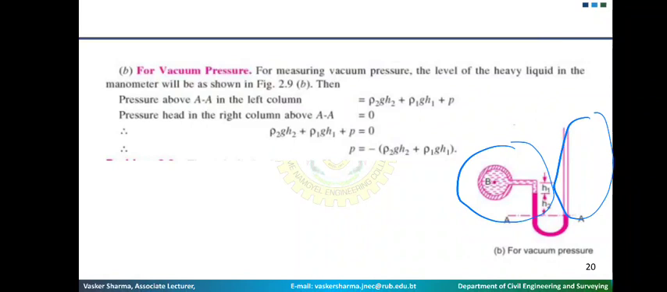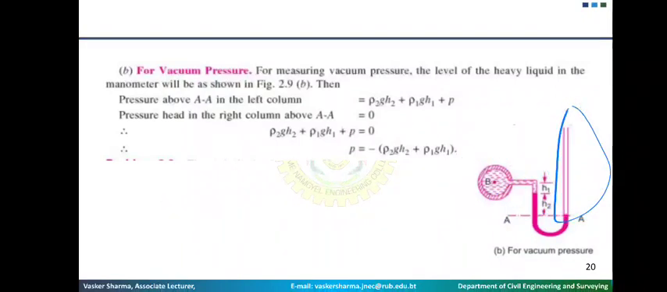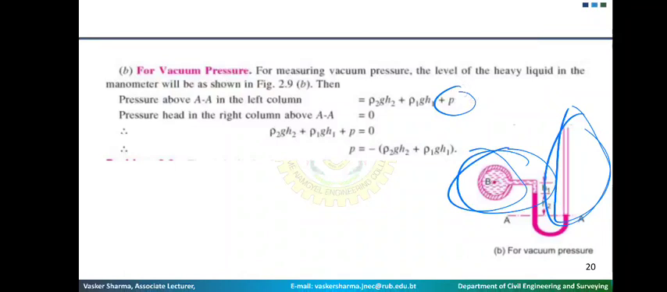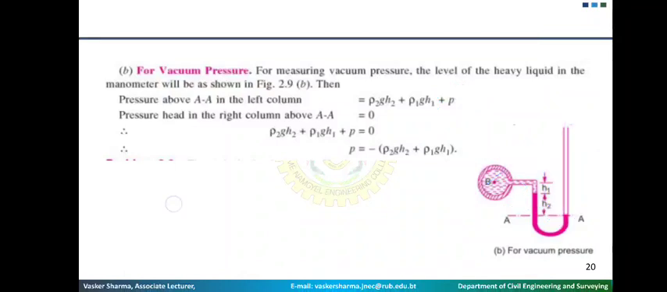But you see here, since this is at vacuum, the pressure at this point on the right hand side will be 0. Okay, because here it is at vacuum, so pressure here will be 0. That's why now we only have to find out the pressure at the left side. So the pressure at the left side is P, which is already there due to the pressure of the fluid here.